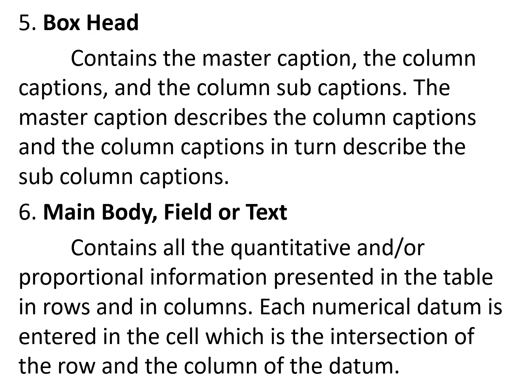For the box head, it contains the master caption, the column captions, and the column subcaptions. The master caption describes the column captions, and the column captions in turn describe the sub-column captions. For the main body, field or text, it contains all the quantitative or proportional information presented in the table in rows and in columns. Each numerical datum is entered in the cell, which is the intersection of the row and the column of the datum.